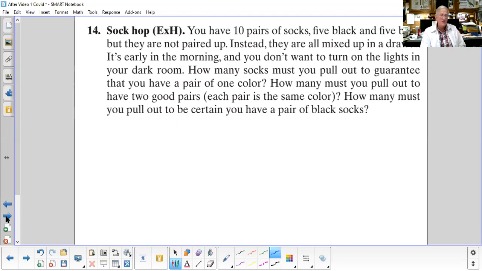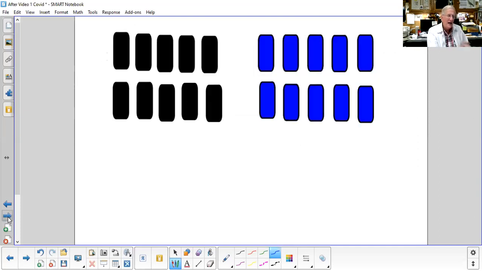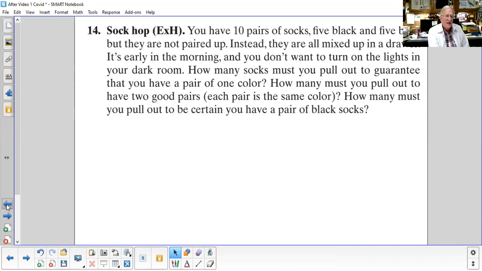Now, a lot of teachers teach this by using the pigeonhole principle. I teach it by using common sense. So let's apply some common sense to this and see if we can make some sense out of it. Notice here, I have the pairs of socks, but I've arranged them so that they look like they're arranged, but in their drawer, they're all mixed up. So let's go back to the first question. What did it say? How many socks must you pull out to guarantee that you have a pair of socks that is one color?